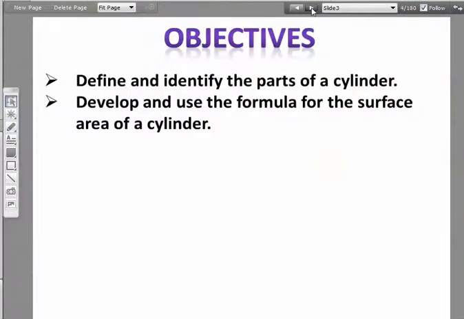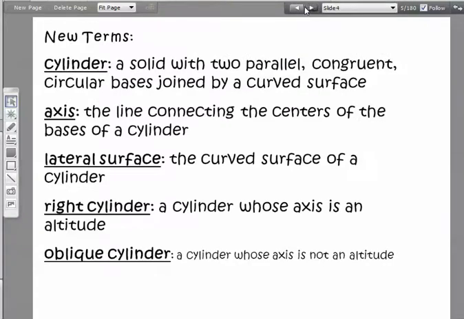Our objectives in this lesson are to define and identify the parts of a cylinder, and develop and use the formula for the surface area of a cylinder. Here are some terms that we're going to be using: the word cylinder, axis, lateral surface, right cylinder, oblique cylinder. And these are some that you're already familiar with. We're just using them with cylinders.